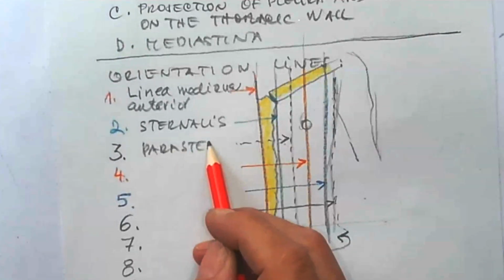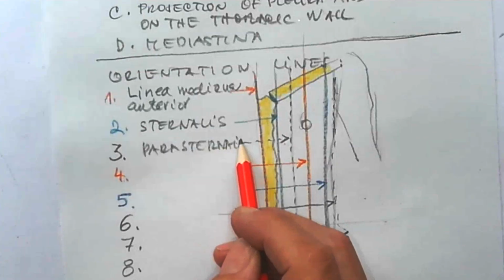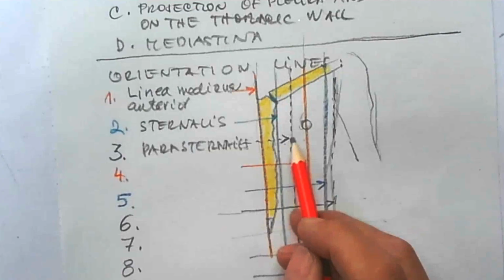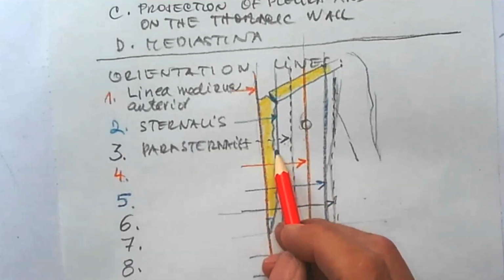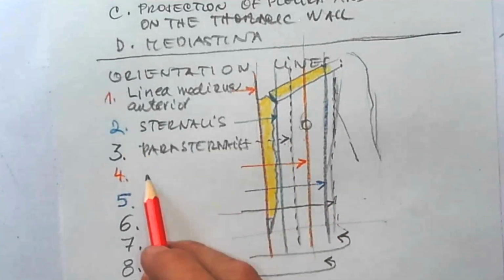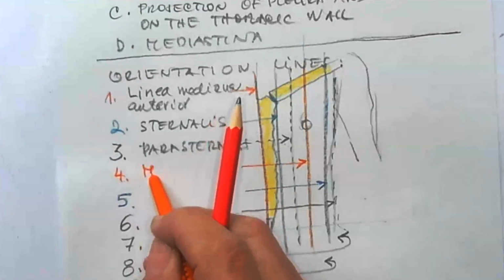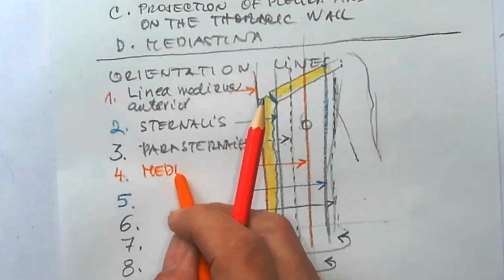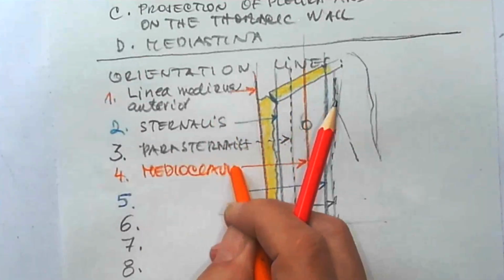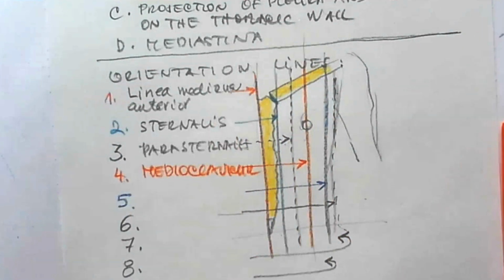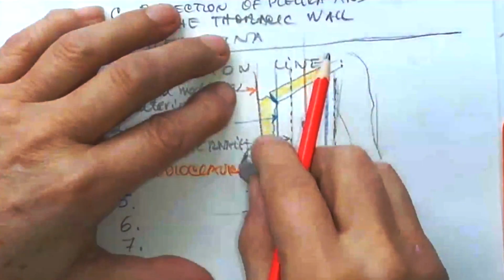Parasternalis. It lies in the mid of the distance between the medioclavicular following and the previous one, number 2. So this one, I will use the same color because it's very important. Medioclavicular. This is possible to use clavicular. Not completed. Medioclavicular.